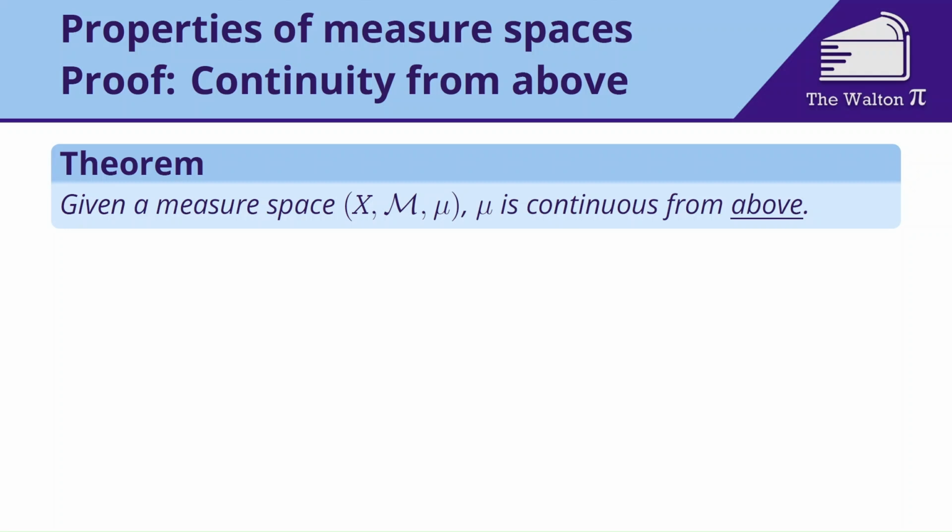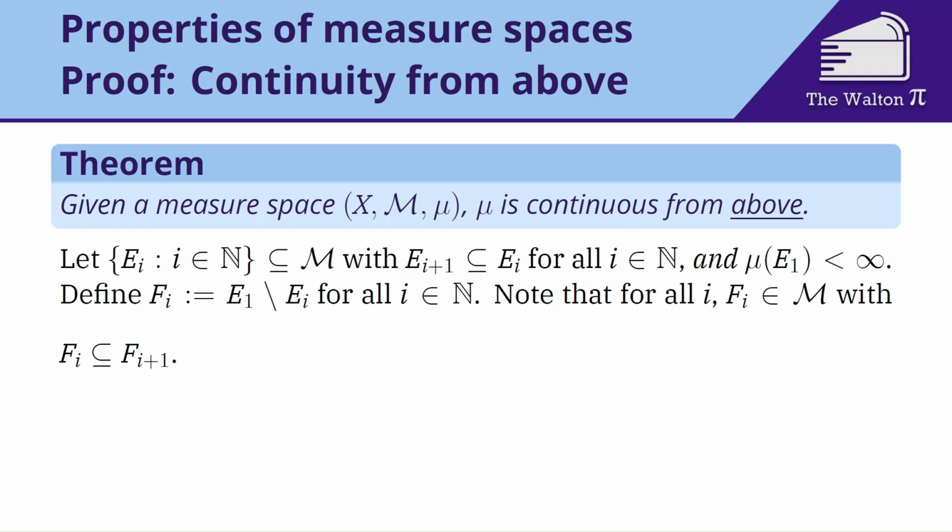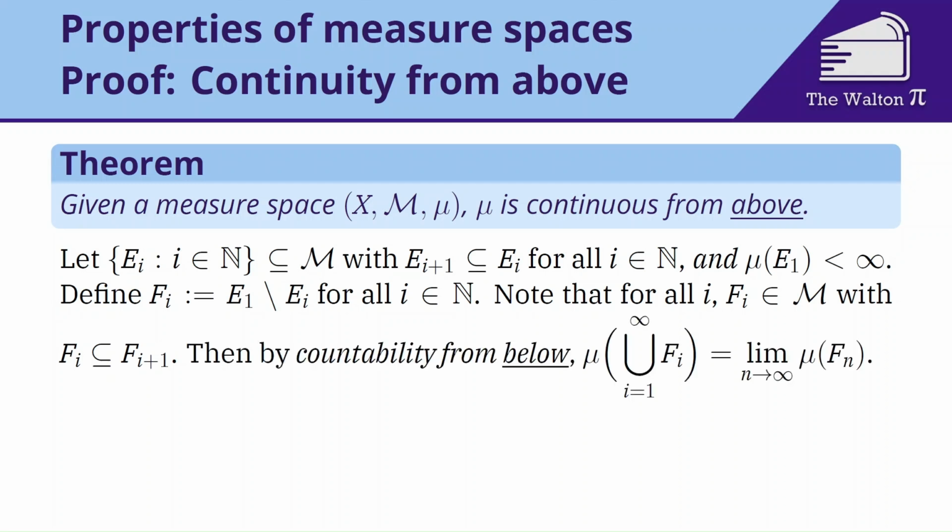So now let's talk about continuity from above. If we're given a measure space, let's let E_i be a collection so that the E_{i+1}'s are contained in the E_i's, and we're also going to let mu of E_1 be less than infinity. So define F_i to be E_1 minus E_i for each of our i's. And so note that for all i's, F_i is going to be in our sigma algebra, with F_i being a subset of F_{i+1}. Then by continuity from below, we are able to get that mu of the union of the F_i's is the limit of mu of F_n's.